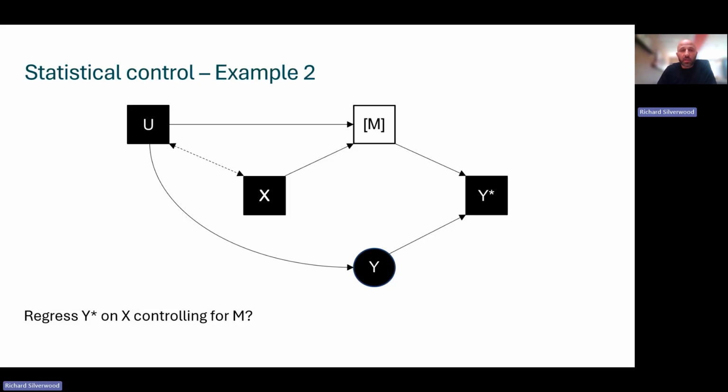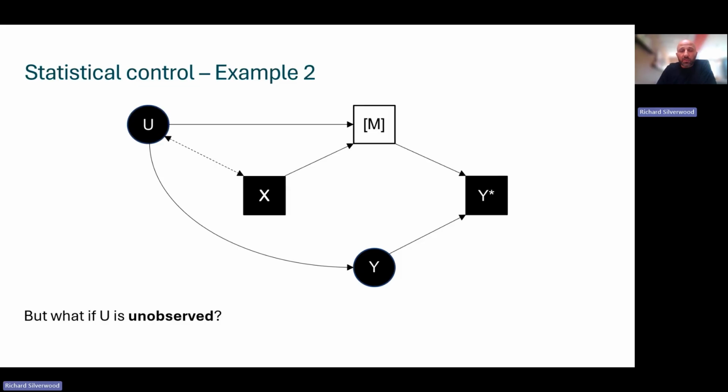So we're opening up an additional path. So here that additional path is really from X to M to U to Y star. So controlling for M alone wouldn't give us an unbiased estimate of the causal effect of X on Y. In this example, we can additionally control for U. That will block that previously open path, and a regression of Y star on X, controlling for M and U, should achieve the anticipated null estimate for the effect of X on Y.